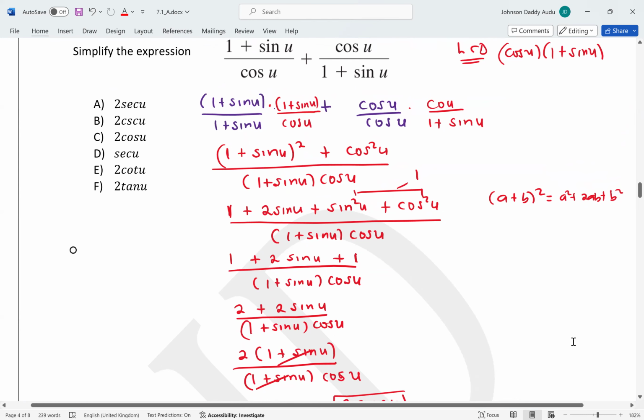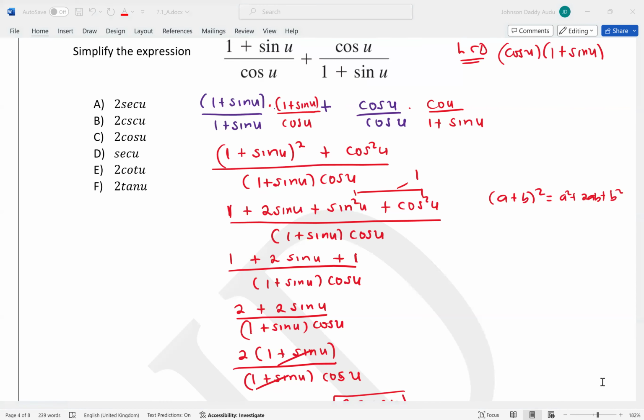All right. So that is that about simplifying algebraic expressions. In the next video, we'll be looking at how to prove identities.